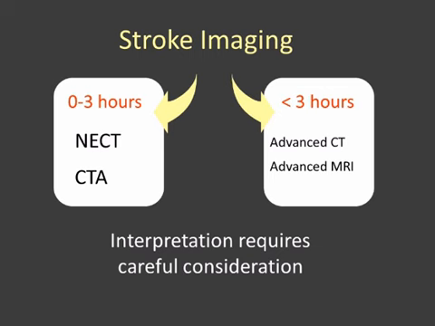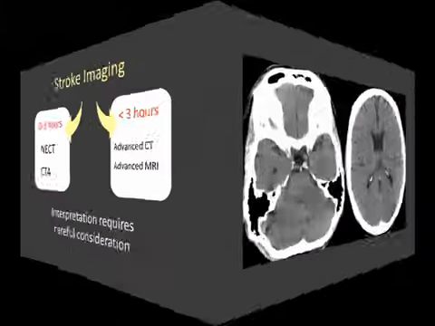This is maybe a simplified approach to stroke imaging based on the first 3 hours and after 3 hours. For the first 3 hours, the majority of stroke specialists will agree that you will need non-enhanced CT and CTA. And after 3 hours, or in very young patients, you would go with advanced CT with perfusion and advanced MRI techniques, because we know that these patients will also maybe benefit from thrombolytic therapy.